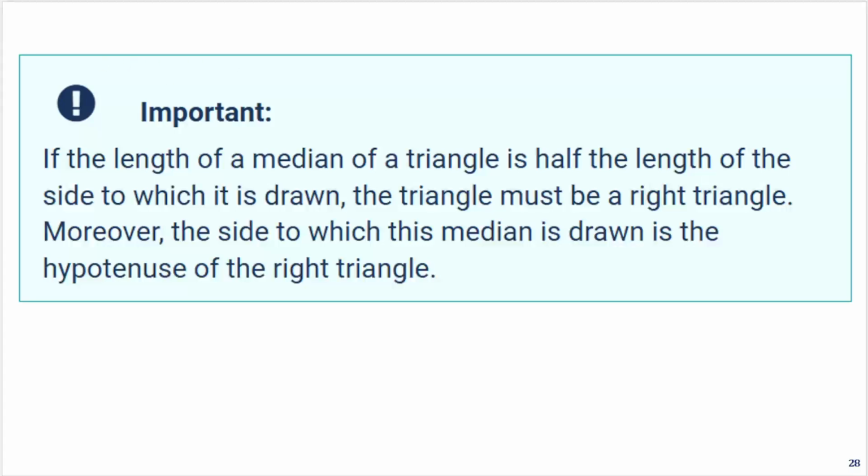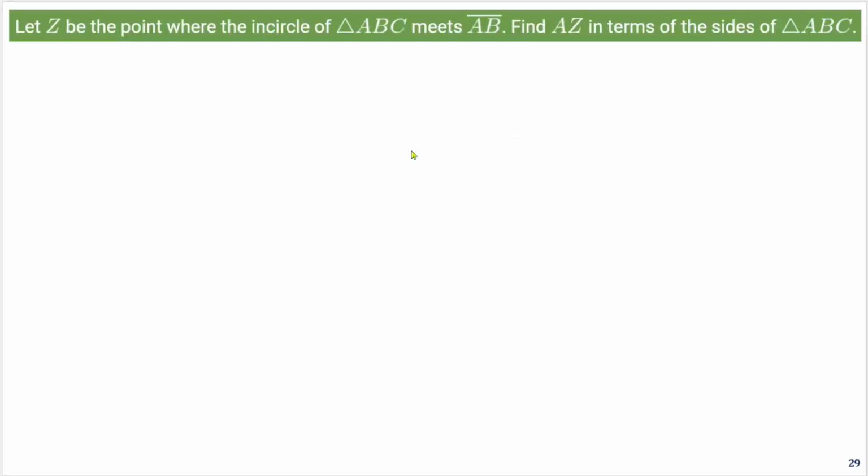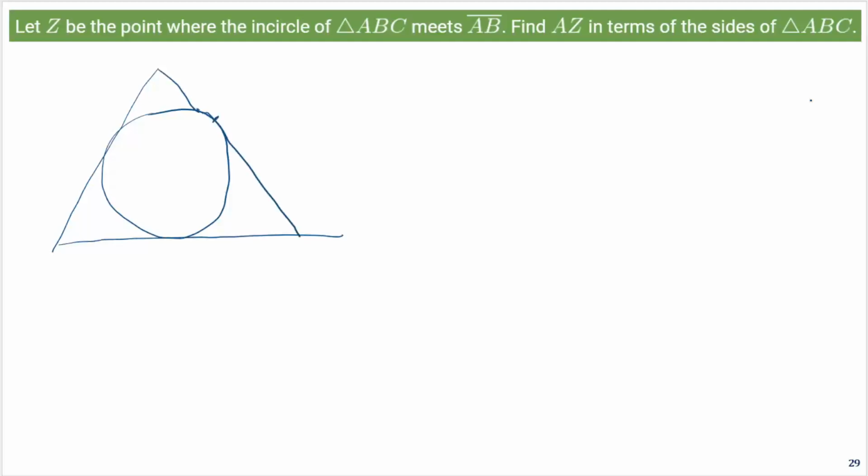Alright, then let's consider another problem. So if we let Z be a point where the inner circle of triangle ABC meets segment AB, can you find AZ in terms of the size of triangle ABC? So basically we have an inscribed circle. Then let's draw the corresponding triangle. So these are the points of tangency. Let's call them X, Y, and Z.